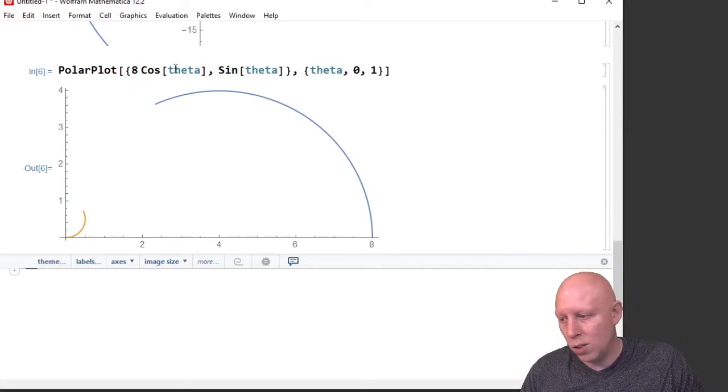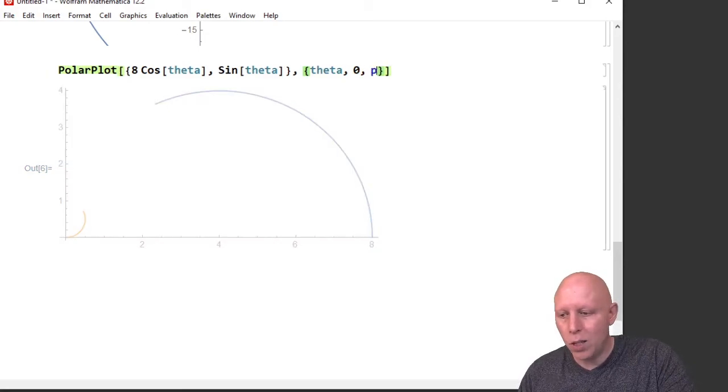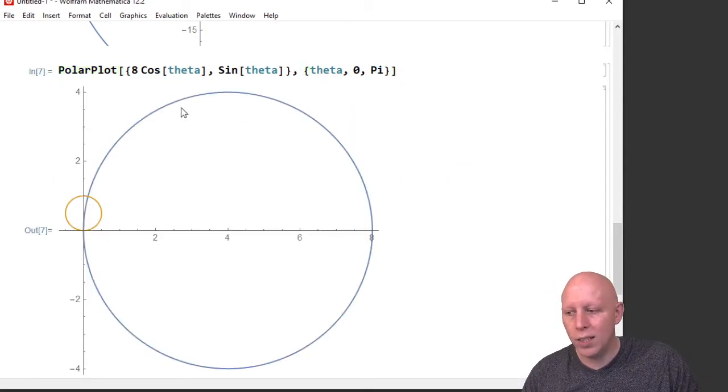For these circles, Cos[theta] and Sin[theta], the period is just pi. And again, you should put in capital Pi, and that's going to give us the full circle. If we went up to 2 pi, it would give us the exact same circle. It would just go over it twice.